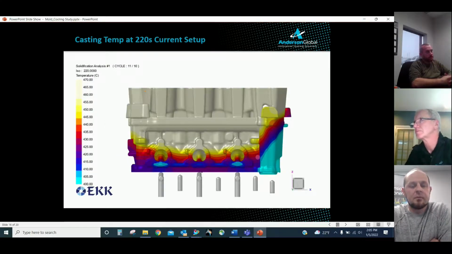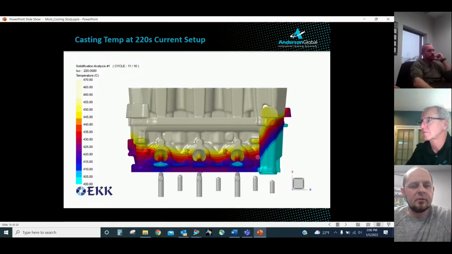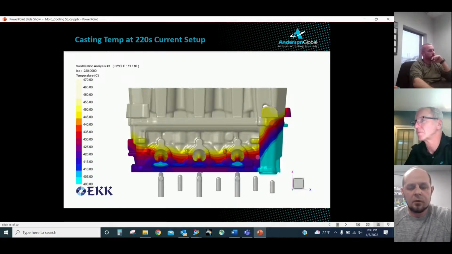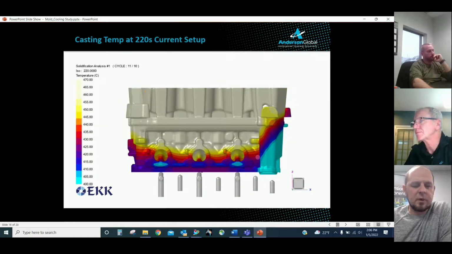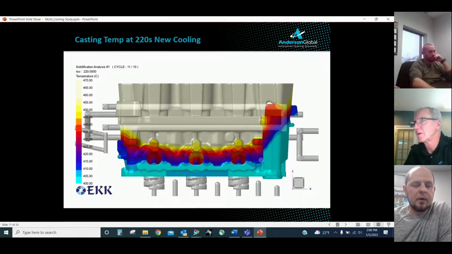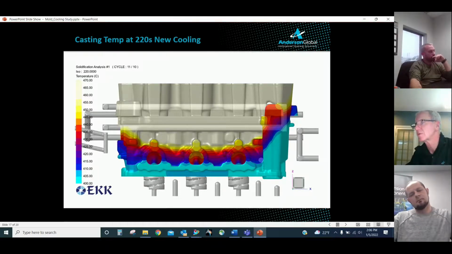Next slide is showing the temperature of the casting at 220 seconds into the cycle. And that is the current setup without additional cooling. And here's the setup with added cooling lines. And you can see a significant difference, especially at the bottom of the casting, where it's much cooler at the same point in time in the cycle. This is looking at temperature. So the light blue is the 400 degrees. So at the same time, we've got 400 degrees, with a much broader spread of it at the bottom of the component.